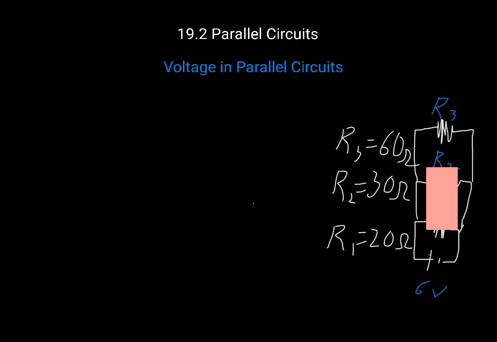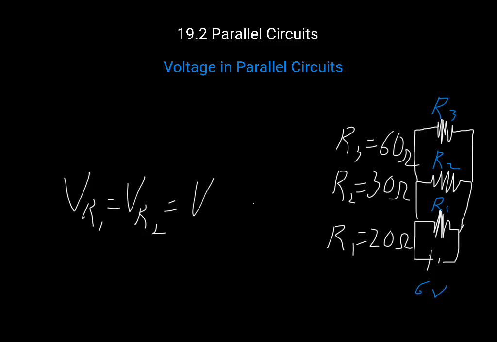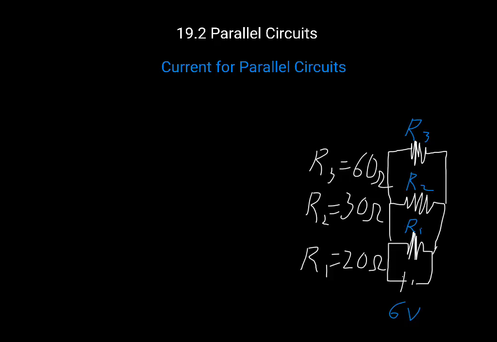Now, something you may want to think about is how easy it becomes now to figure out what the voltage drop is across any resistors in parallel. The voltage drop is going to be the same for all 3 of these resistors. VR1 is equal to VR2 is equal to VR3, which is equal to 6. All of the voltage drops across all of these resistors is the same. Current is where these sort of circuits become more difficult.